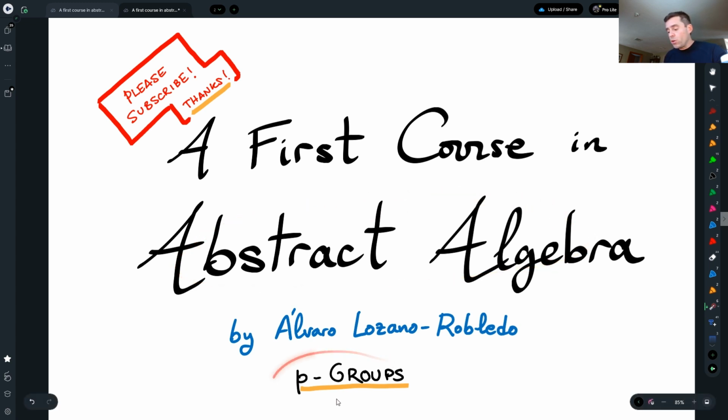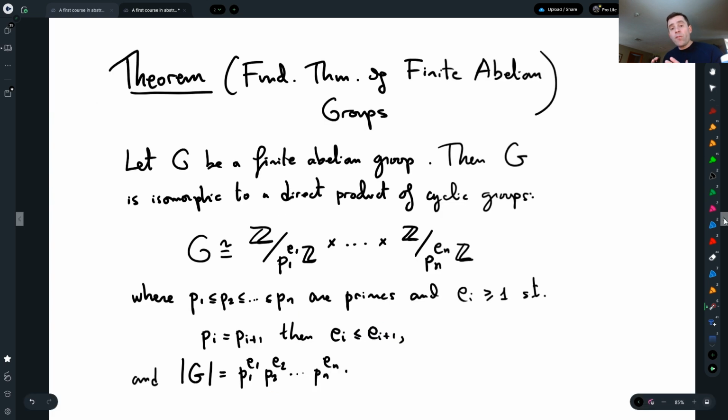Today we're going to talk about P groups, but before I start there, let me say why I'm interested in P groups. The goal for the next few lectures is to prove what we call the fundamental theorem of finite abelian groups. And this is one of the big steps in our goal in abstract algebra. We said our goal is to classify all the groups up to isomorphism.